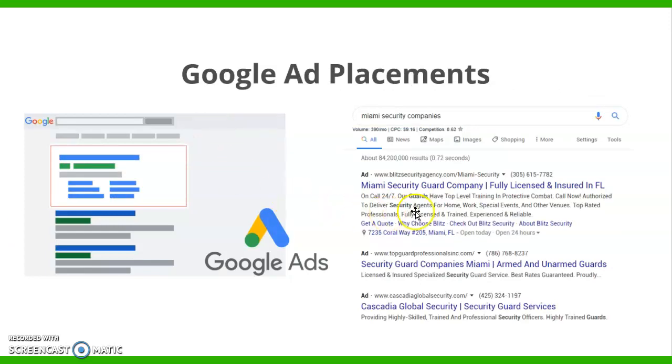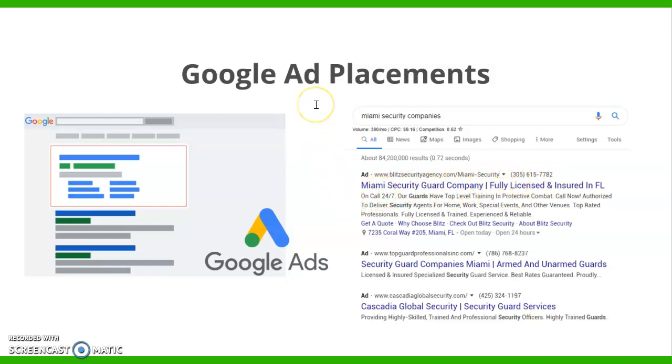Now, the placements with the companies are Google ads. It takes a while to get there. Just because you run an ad does not mean you're going to get on page 1 immediately. I've seen ads running on page 10, 20. Now, look at this. I ran something for a company, Miami Security Companies, and these showed up here.